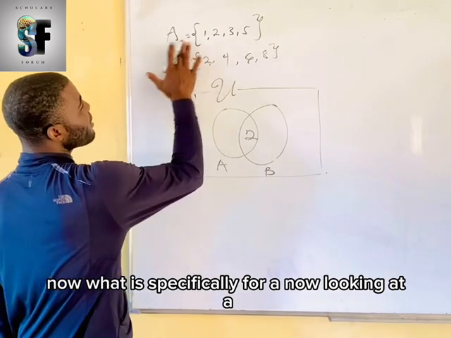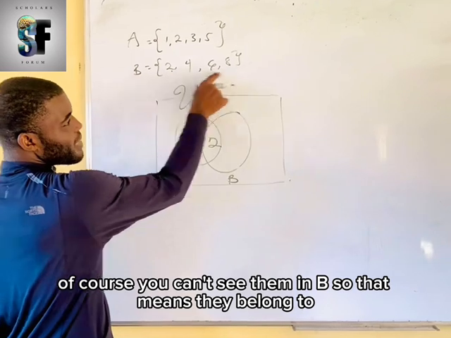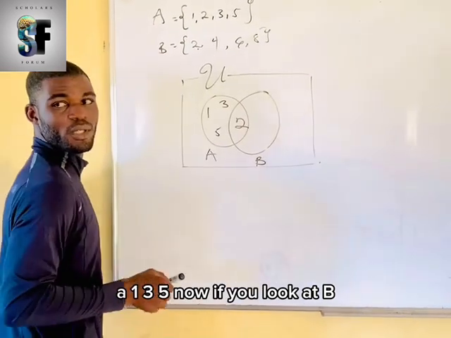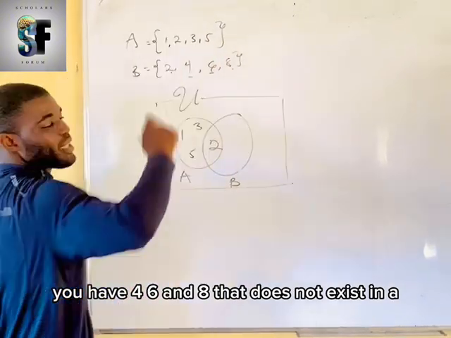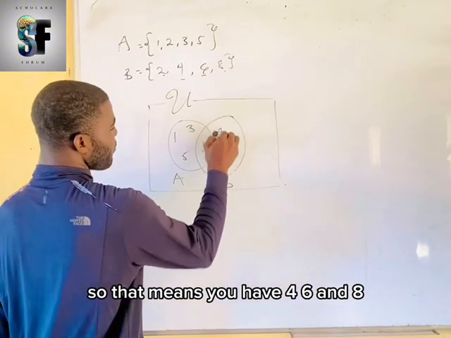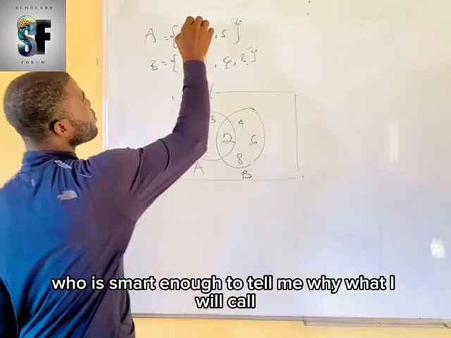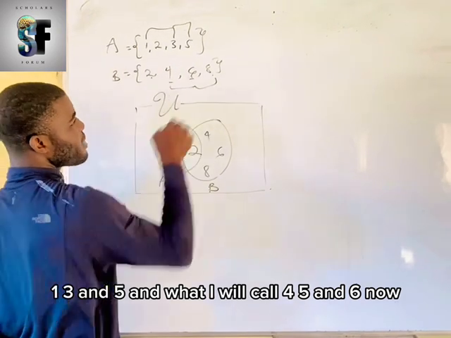Now, what is specifically for A? Looking at A, 1, 2, 3, 5, that means 1, 3, and 5. Of course, you can't see them in B. So that means they belong to A only: 1, 3, 5. If you look at B, you have 4, 6, and 8 that do not exist in A. So that means you have 4, 6, and 8. Who is smart enough to tell me what I will call 1, 3, and 5, and what I will call 4, 6, and 8?